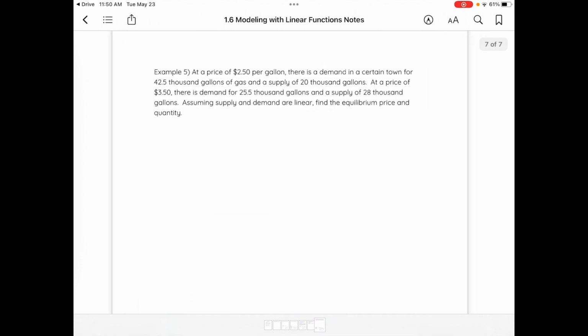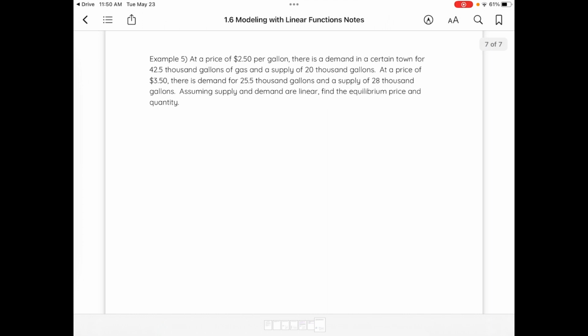The equilibrium price is the intersection of the demand and supply. Let's apply this in this last example. At a price of $2.50 per gallon, there is a demand in a certain town for 42.5 thousand gallons of gas and a supply of 20,000 gallons. At a price of $3.50, there is a demand for 25,500 gallons and a supply of 28,000. Assuming supply and demand are linear, find the equilibrium price and the quantity.